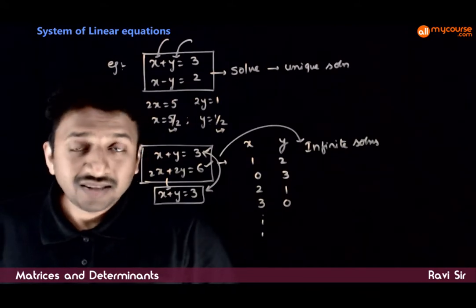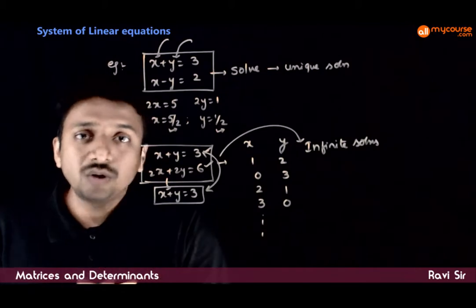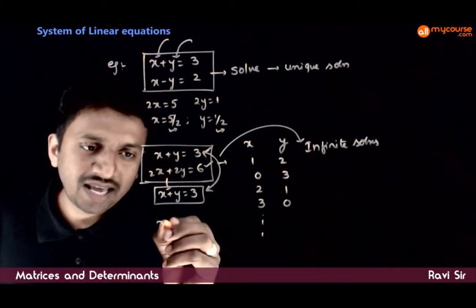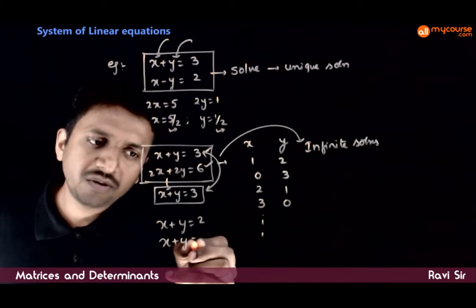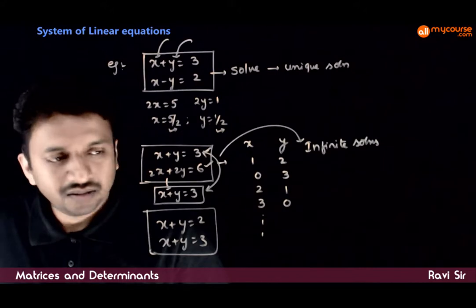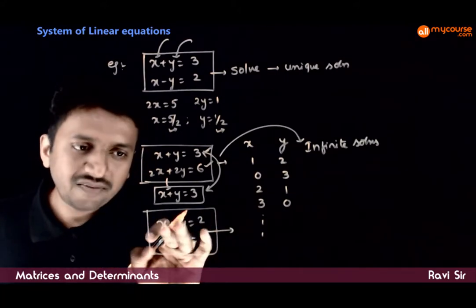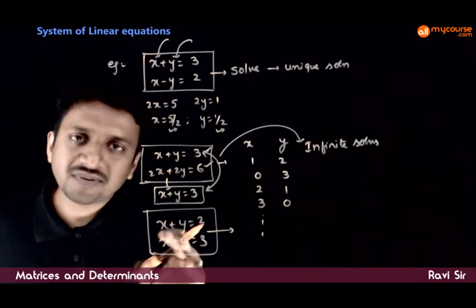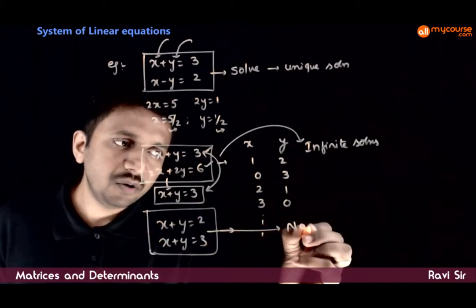Next, it might happen that the system of equations has no solution at all. If I say x plus y has to be equal to 2 and x plus y has to be equal to 3, these two equations do not have any solution, because if x plus y is equal to 2, x plus y cannot be equal to 3. So this set of equations has no solution.